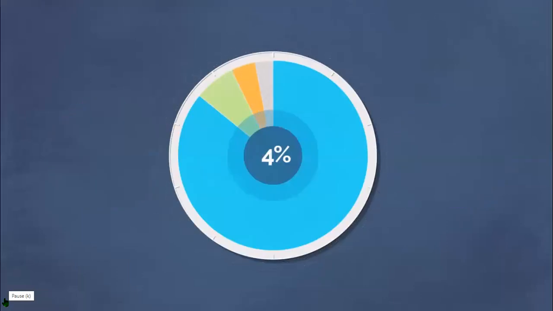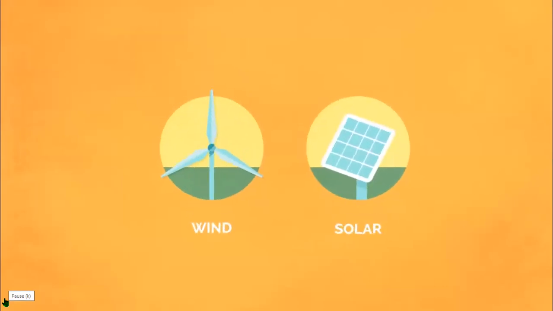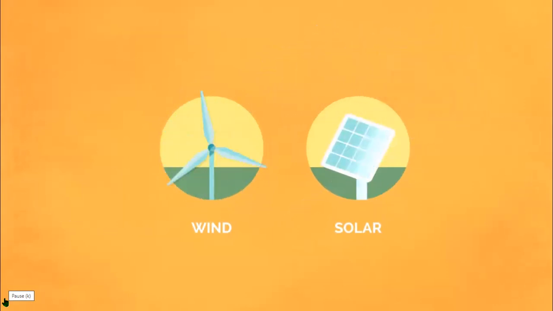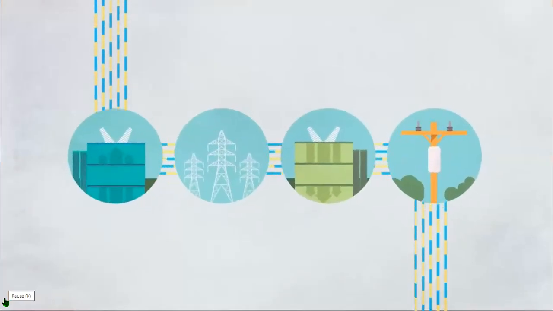About 4% of our electricity comes from wind and solar. They need the weather to be just right in order to work. Wind needs a stiff breeze to rotate their turbines, and solar panels need the sun to shine. Once generated, the power grid connects the electricity to us.